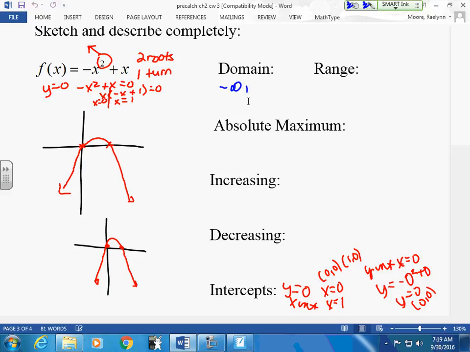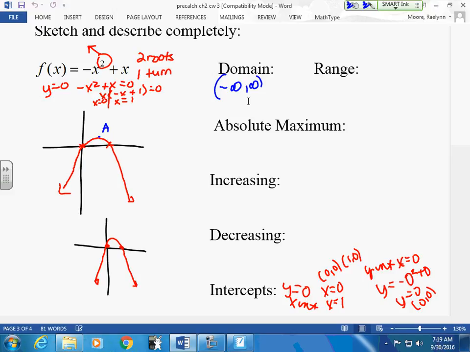All real numbers. Can we tell our range just from looking at that yet? What do we need to know? The max. Good, the turning point, the max. I'm going to label this A.